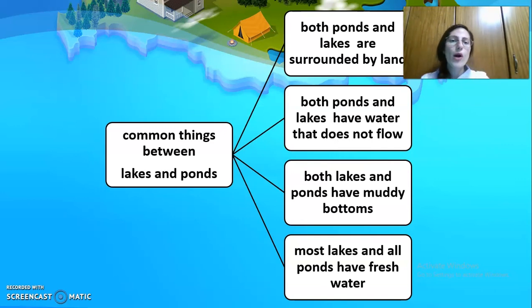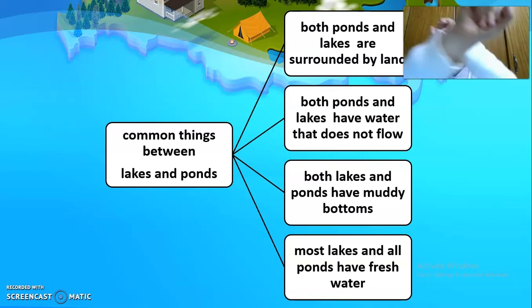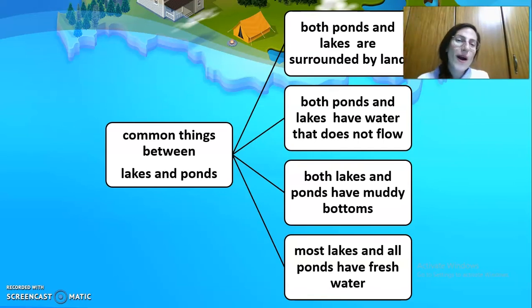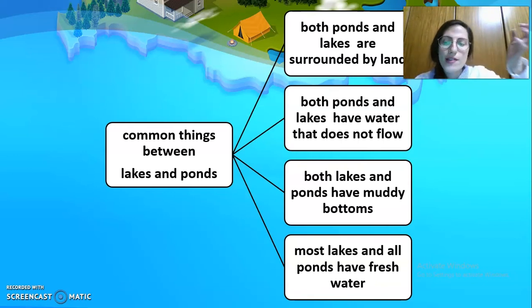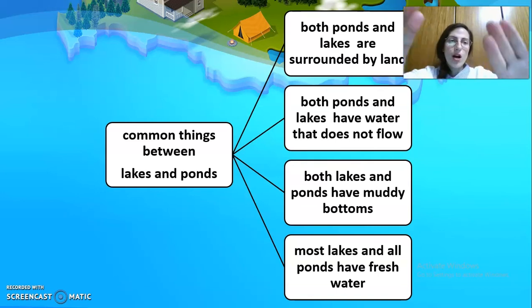1. Both ponds and lakes are surrounded by land on all directions. Number 2. Both ponds and lakes have water that does not flow. What do you mean by does not flow? It means it stays in its place and does not flow into other rivers and oceans or lakes. Okay? Number 3. Both lakes and ponds have muddy bottoms.